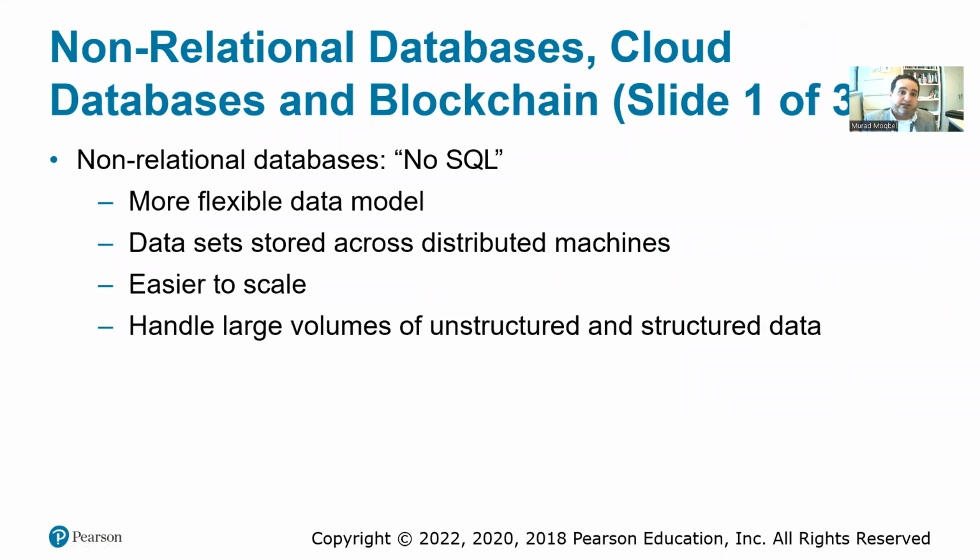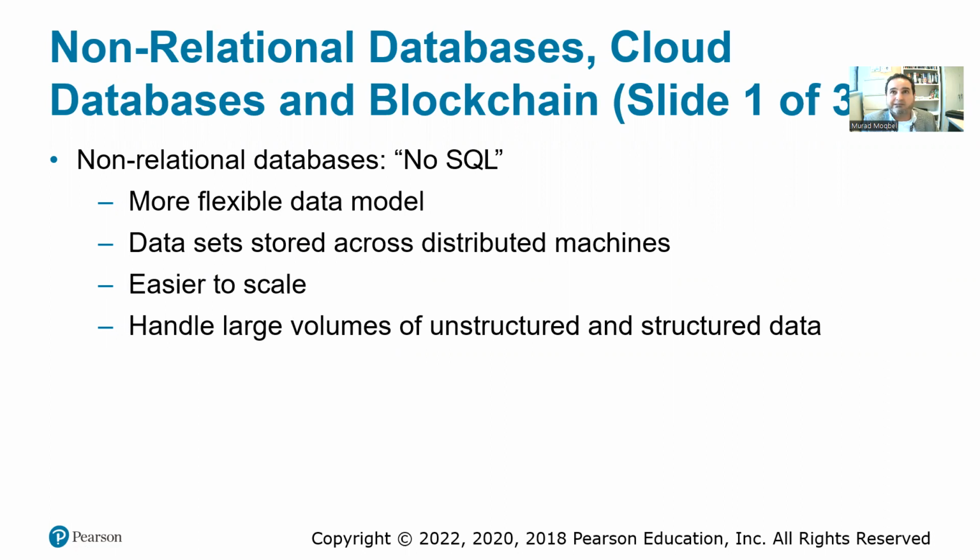So as a result of large or big data that is coming from social media like Twitter and Facebook, this big data is unstructured or semi-structured, and it has a variety of data types.